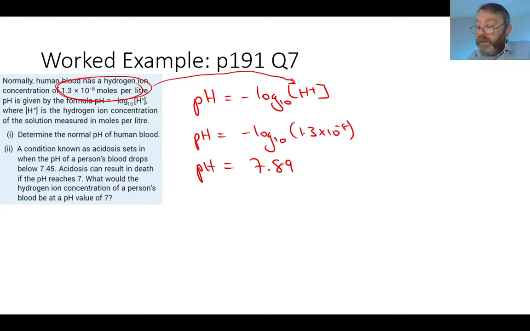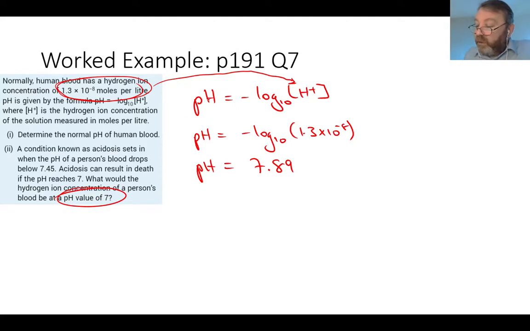Part 2. A condition known as acidosis sets in when the pH of a person's blood drops below 7.45. Acidosis can result in death if the pH reaches 7. What would the hydrogen ion concentration of a person's blood be at pH value of 7? Now, what are they giving me? They're giving me the pH value.